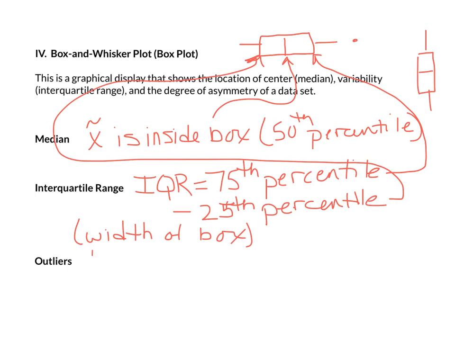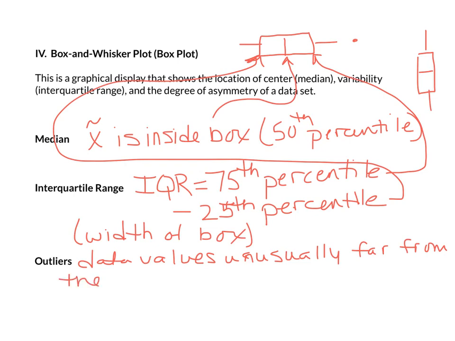Outliers are the data values unusually far from the rest of the data. It's any data that is more than 1.5 times IQR, the interquartile range, beyond the box.